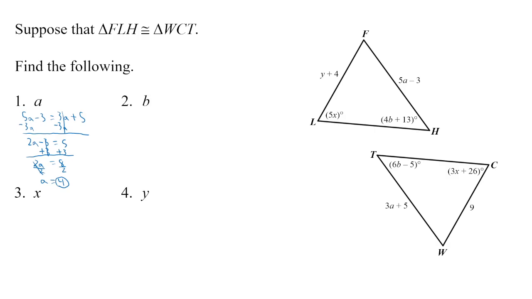Next, we're looking for B. Angle H and angle T are congruent. Therefore, 4B plus 13 equals 6B minus 5. We subtract 4B from both sides, and you'll have 13 equals 2B minus 5. Add 5 to both sides, and you'll have 18 equals 2B. Divide both sides by 2, and you will have 9 equals B. Therefore, 9 is the solution.